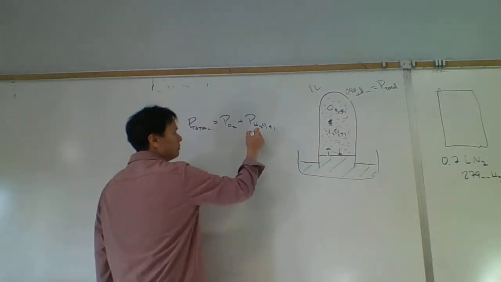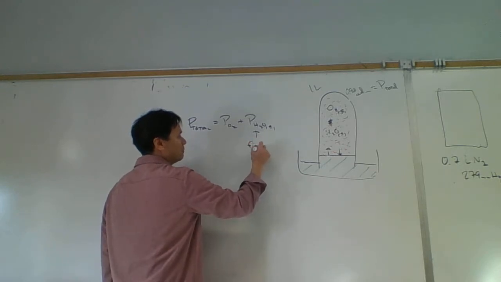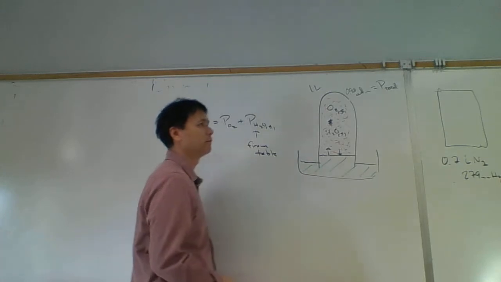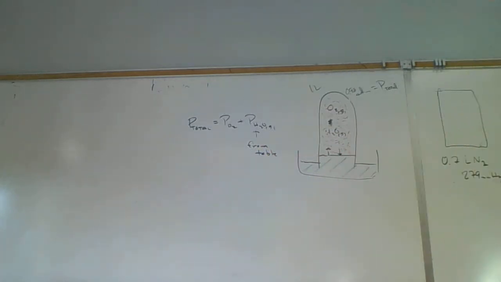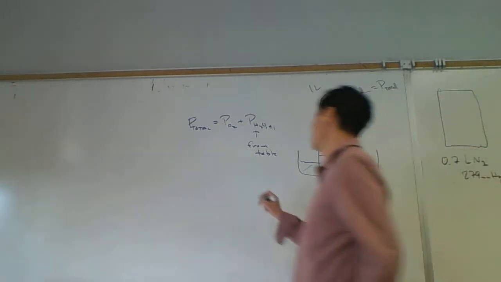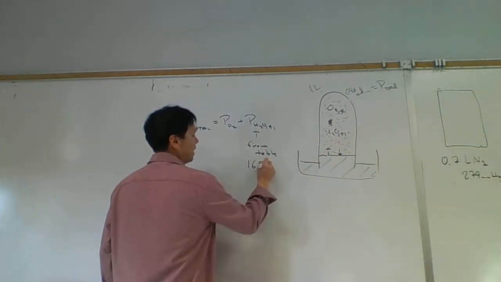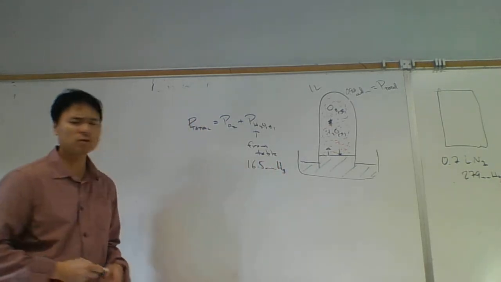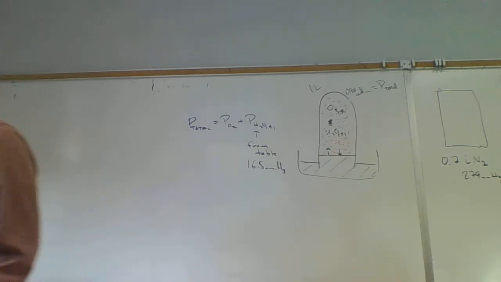The pressure of the water vapor I get from a table. So that's usually given here. And they give it to us here. The partial pressure of water vapor is 16.5 millimeters of mercury. So in this case, it's 16.5 millimeters of mercury. That's how much water vapor pressure I'm going to generate. That's at a specific temperature.